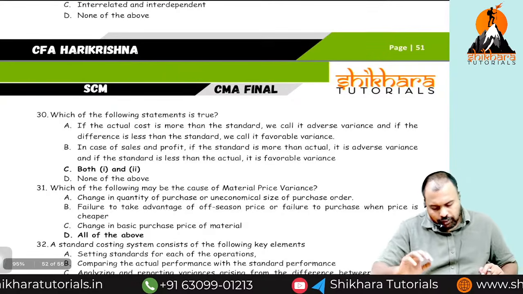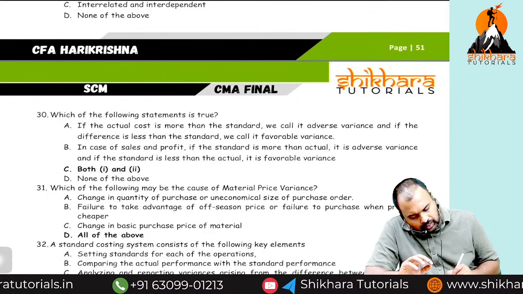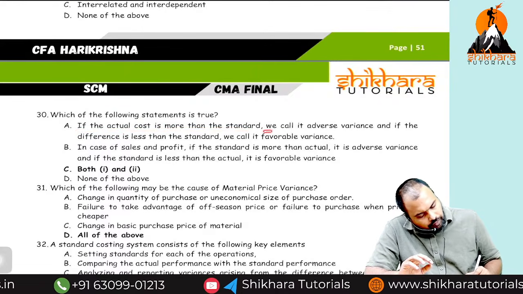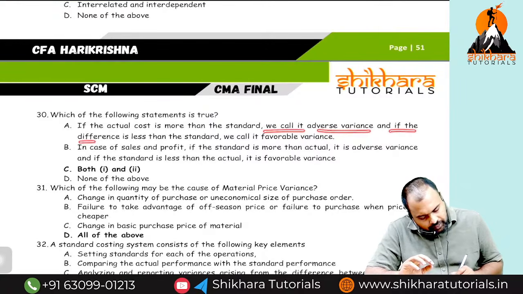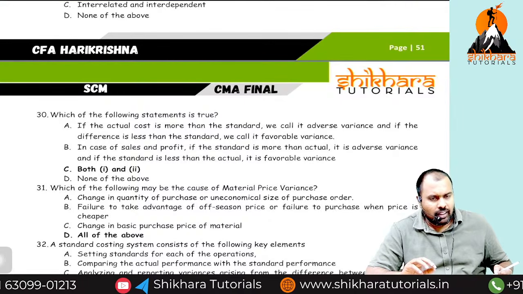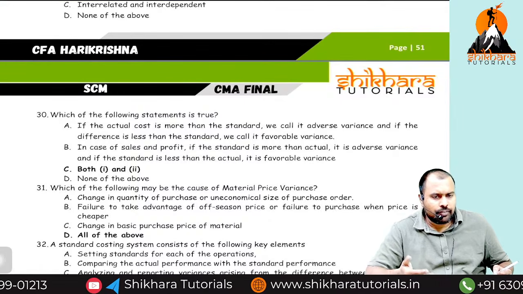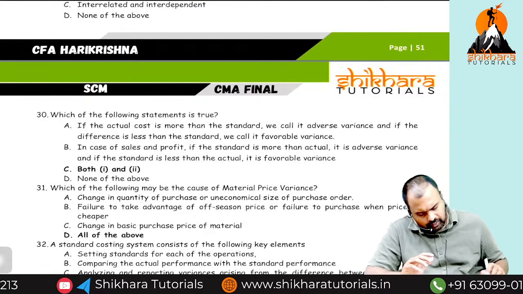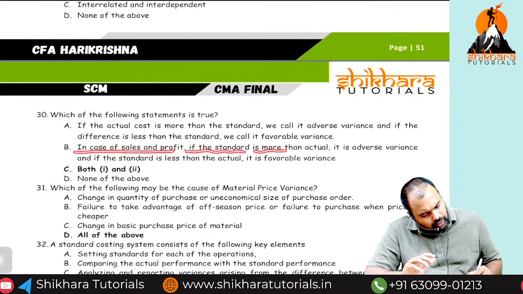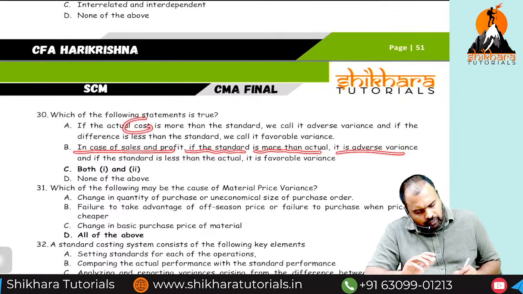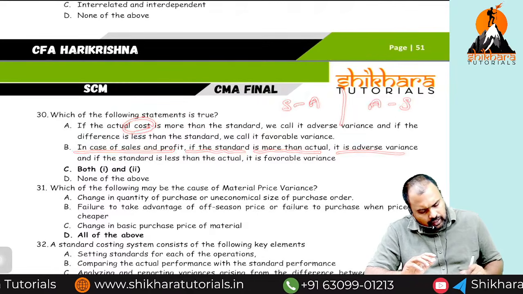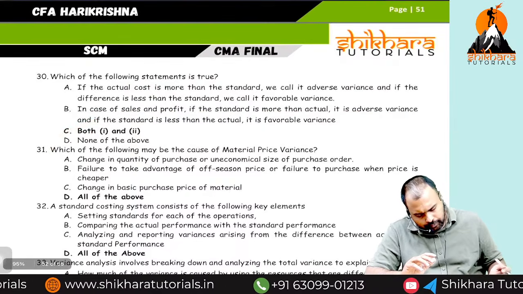Next, which of the following statements is true? If the actual cost is more than the standard, we call it adverse variance, and if the actual is less than standard, we call it favorable. Yeah, we know that, right? If actual cost is less than standard cost, it is favorable. If actual cost is more, it is adverse. Okay, that is correct. In case of sales and profit, if the standard is more than actual, it is adverse. Cost variance is standard minus actual. Revenue variance is actual minus standard. Yeah, correct. Both are correct.